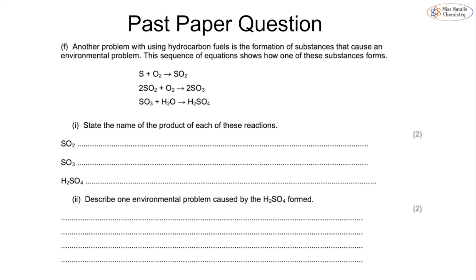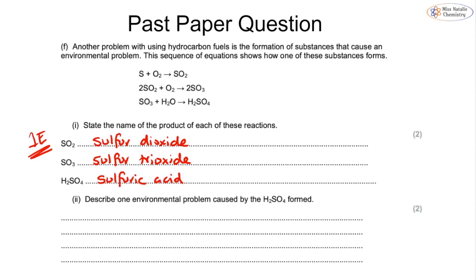And then another problem with using hydrocarbon fuels is the formation of a substance that can cause an environmental problem. And we can see the sequence of equations, and we want to name the product in each of these. So we have SO2, that is sulfur dioxide. We then have SO3, which is sulfur trioxide. Remember, if you're not very good with the formulas or naming, you might want to go back and have a look at topic 1E. That can help you with that. And then H2SO4 is sulfuric acid.